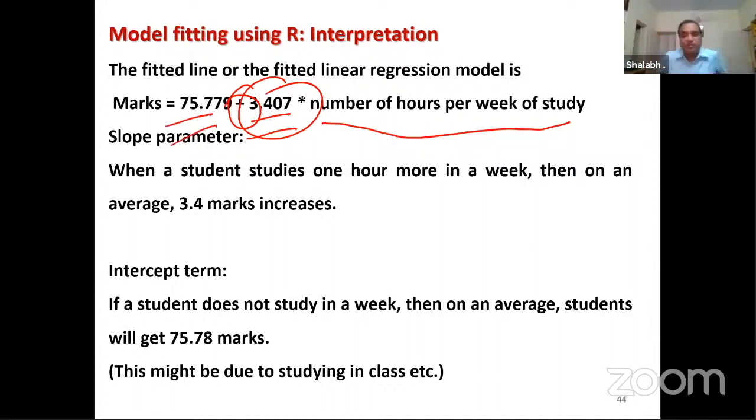If you put the number of hours per week equal to 0, even then the student is expected to get 75.779 marks. Well, that is possible. You are saying only what the student studies every week, but the student might be watching video classes on different courses, or going to the library to study. There are different factors, and the student might have attended all the classes and listened to all the lectures, and possibly is intelligent enough to attempt all the questions to get this 75 marks. So that is the basic interpretation of this.